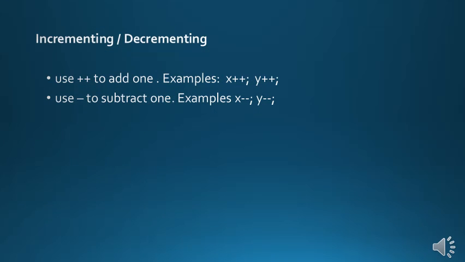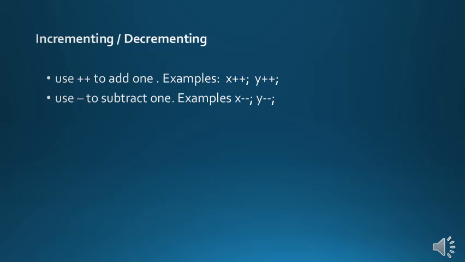A lot of times when we code, we need to increase a variable by 1 or decrease the value of a variable by 1. So there's a couple of little shortcuts here. To increment, meaning to add 1, we can do the variable name ++. So we can do x++ or y++, and that will take the variable up by 1. Or if we need to subtract by 1, we can do x-- or y--. That's all there is to it.